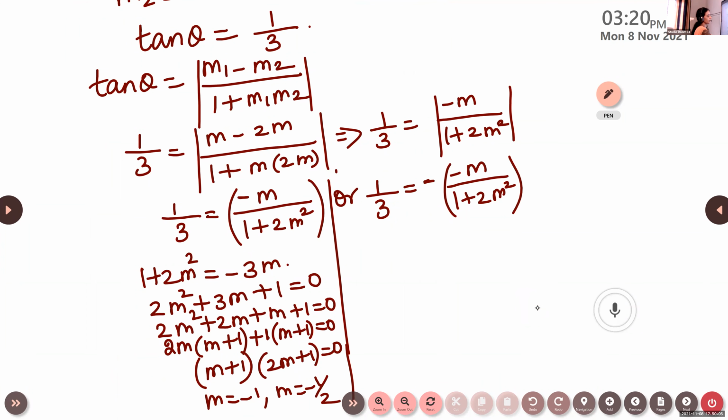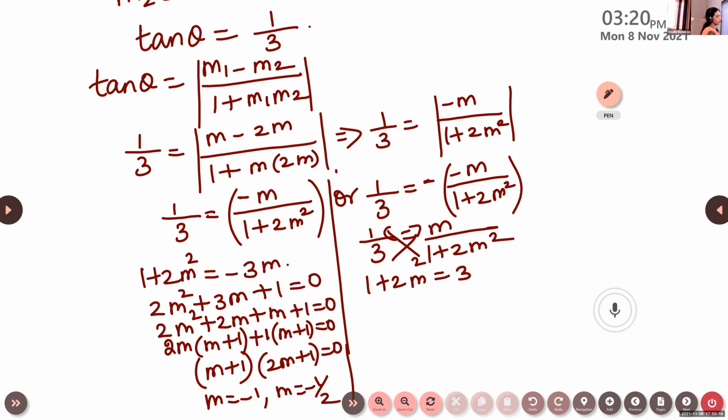Okay, negative of negative means it will become positive. It is m by 1 plus 2m square. When you cross multiply this, 1 plus 2m square is equal to 3m. So 2m square minus 3m plus 1 is 0. So we'll get 2m square minus 2m minus m plus 1 is 0.